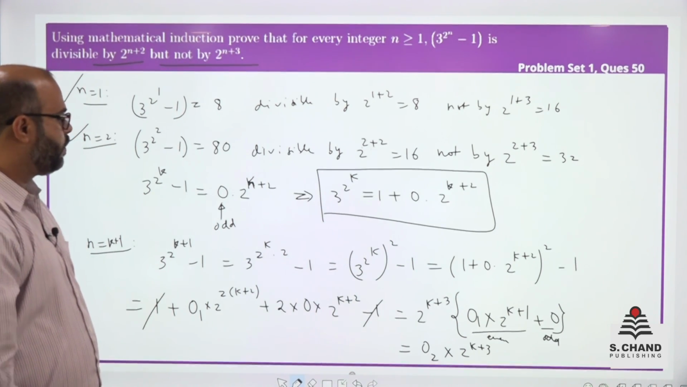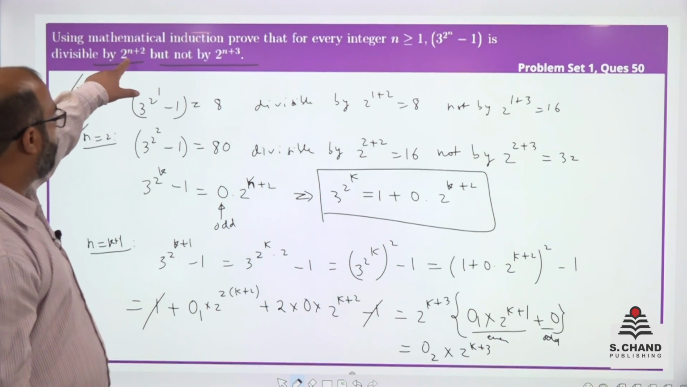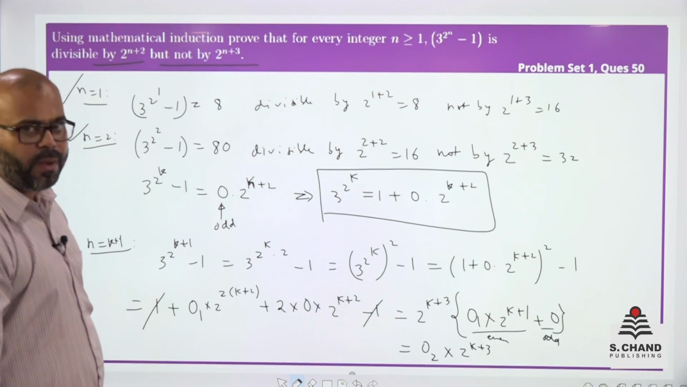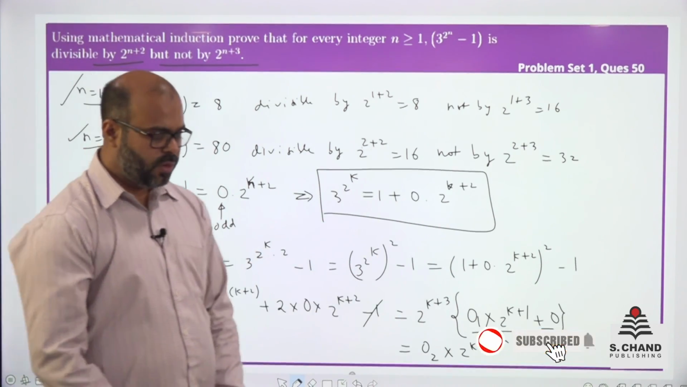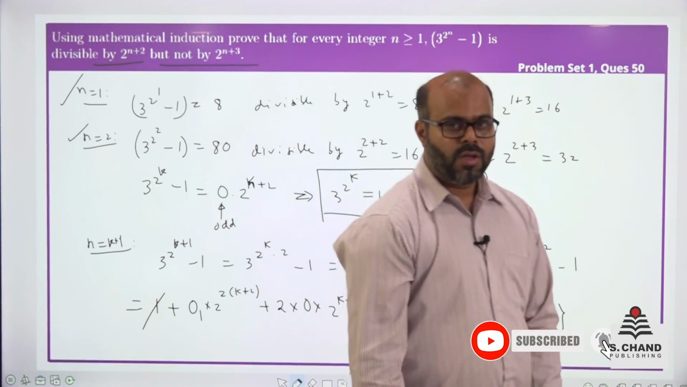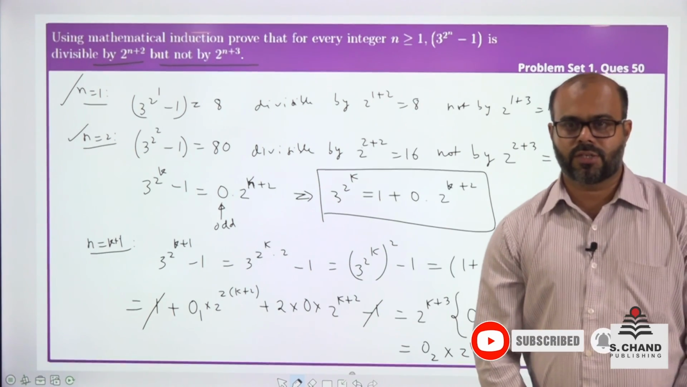which shows finally that for n is equal to k plus 1, it is divisible by 2 to the power k plus 3 but not by 2 to the power k plus 4, because it is an odd multiple of 2 to the power k plus 3. So this is how we solve the questions of principle of mathematical induction.